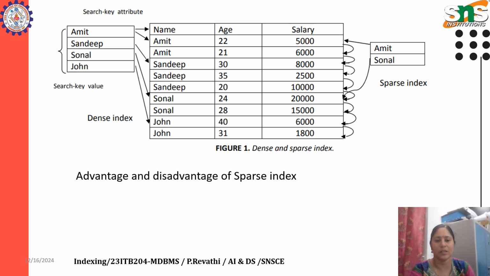Advantages of sparse index. The index table is small and hence saves memory space. Insertion and deletion is comparatively easy. Disadvantages of sparse index. Searching is comparatively slower, since the index table is searched and then a linear search is performed inside the secondary memory.